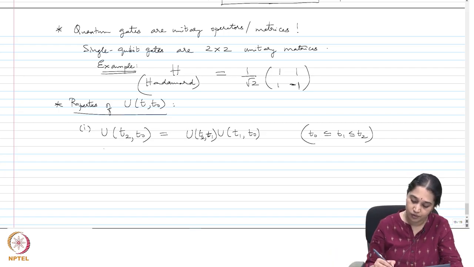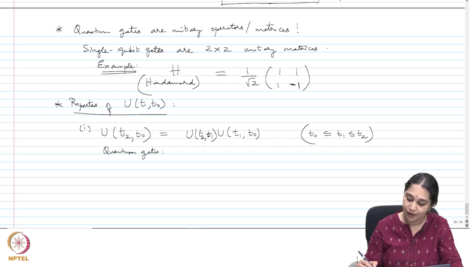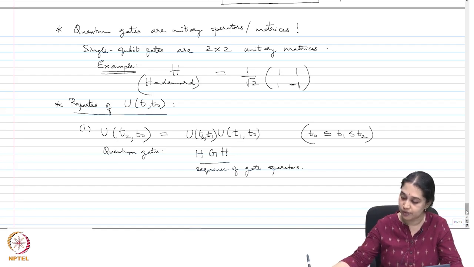Now this has an important consequence in the context of quantum gates, right? If I want to do multiple operations on the qubit, I simply have to stack up the gates in this fashion. So I may want to first do a Hadamard gate and then do some other quantum gate operation and then do a Hadamard. So this is how I will stack up. This is a sequence of gate operations where each of them is some unitary operator. So this is how a sequence of quantum gates will look in the matrix representation.